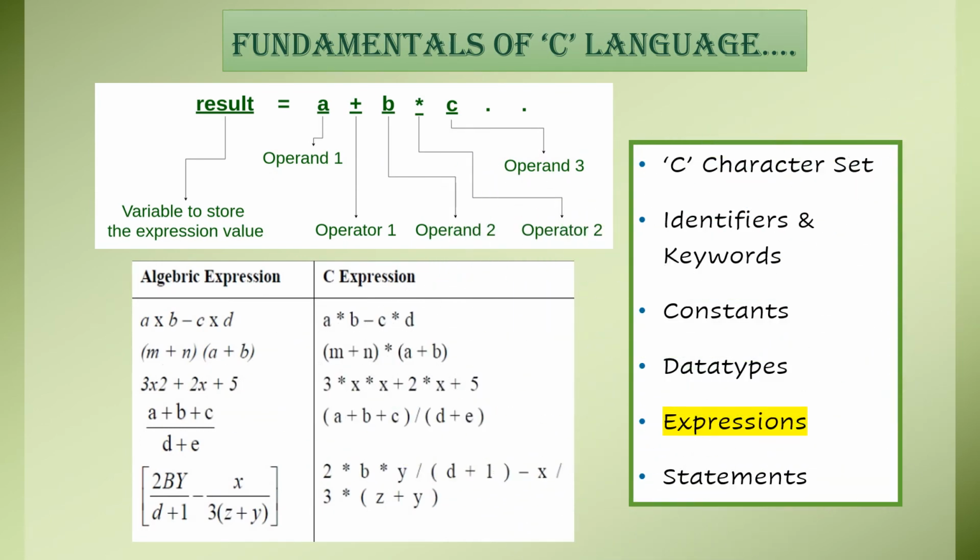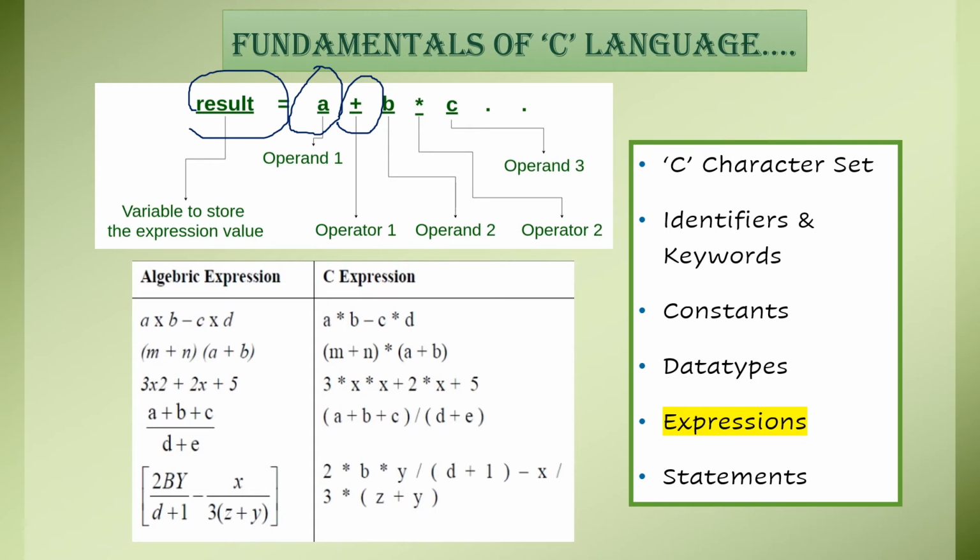Now next is expression. An expression is a combination of constants, variables and operators to form an executable statement. It represents a single data item such as a number or a character, and it may consist of a combination of entities such as a constant, variable, an array element or reference to a function, interconnected by one or more operators. Like here, result is equal to a plus b into c. Result is a variable, and these are operands on which some calculation is being done, and this is an operator, like a plus b into c.